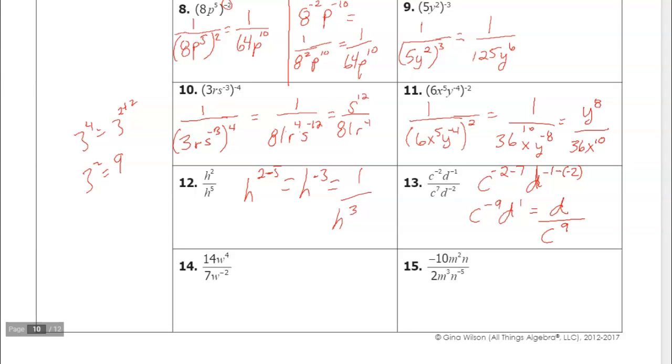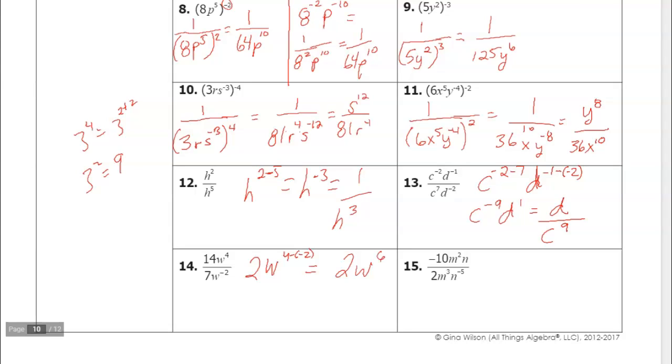Here we know that 14 divided by 7 is 2. And then I have w to the 4 minus a negative 2. 4 minus a negative again becomes a positive, just like the previous problem. So we end up with w to the 6th.